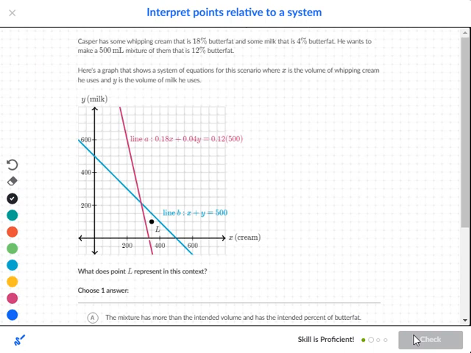Let's see. Casper has some whipping cream that is 18% butterfat and some milk that's 4% butterfat. So you have this 18% butterfat and 4% butterfat, and he wants to make 500 milliliters, and he also wants it to be at 12%. So what they're going to do is make an equation out of these percentages: 18%, 4%, and 12%. Well, that is going to be the red line. So the red line is made up of those percents changed to decimals.